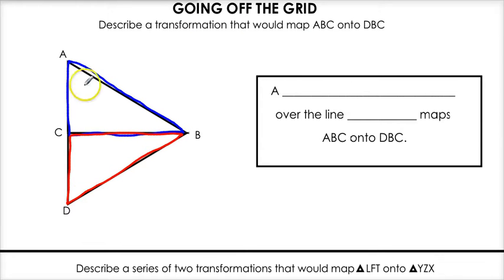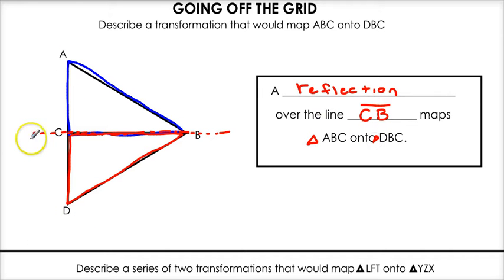Well, if you look here, if I just flipped over ABC, it would map onto it, right? This is clearly a flip. All you got to do is find where am I going to flip it over. And in this case, if I flipped over CB, this is our axis of symmetry. They would map onto each other. So in this case, a reflection over the line CB would map triangle ABC onto triangle DBC.